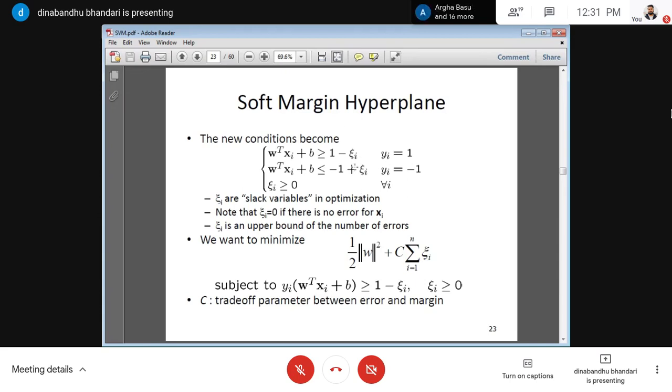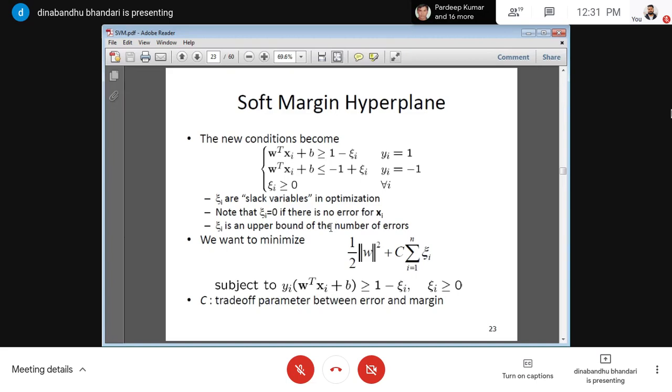They are called slacks, and all these xi i's are greater than zero. These xi i's are called the slack variables in optimization, in operation research. Note that xi I equal to zero if there is no error. If you do not allow any error, xi I equal to zero, right? That's what we have studied earlier, the hard margin, and this one is the soft margin. Xi I is an upper bound of the number of errors. You increase the xi I, you allow more errors. You reduce the xi I, make it zero, no error.